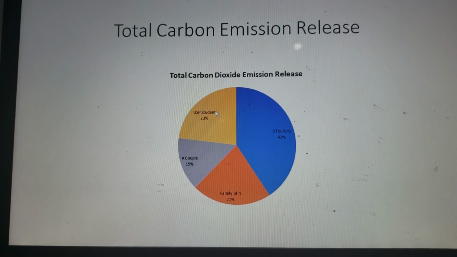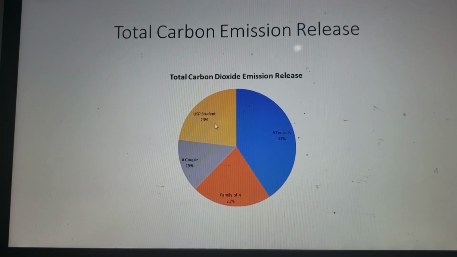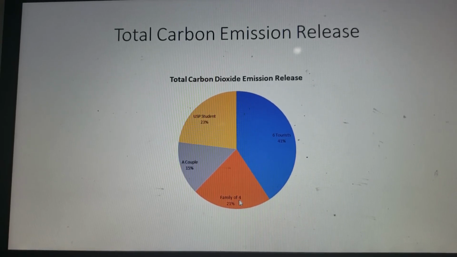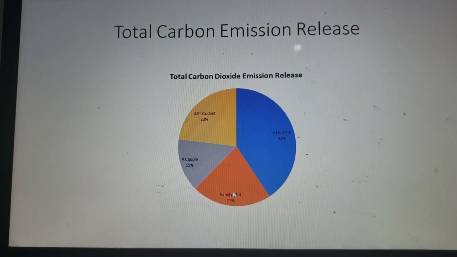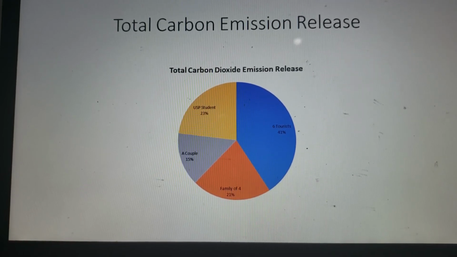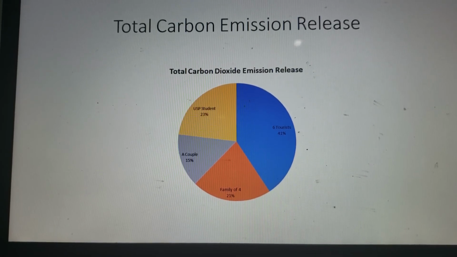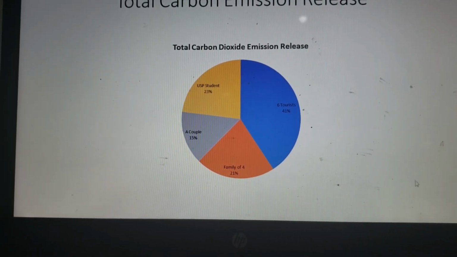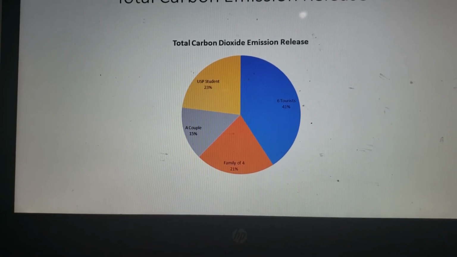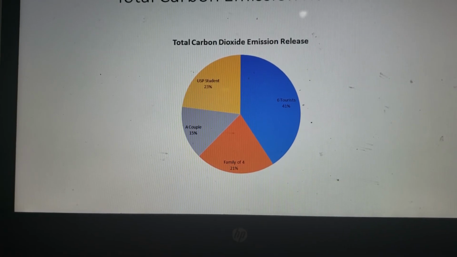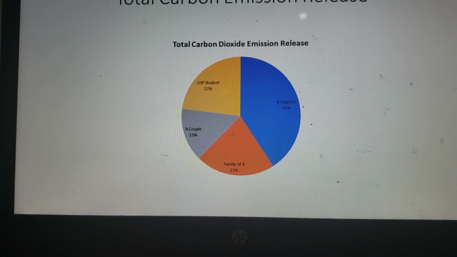The USB students have 23%, and the family of 4 has 21%. Why this? They have a difference of 2%. This may raise a question from others: why is the carbon emission released by one person bigger than that of a group of 4 people? This can be true and it can be wrong. But in this calculation, it shows clearly the distance traveled, which is that the USB students have a longer distance than the group of 4. From Fiji to Singapore is farther than from Australia to Fiji.